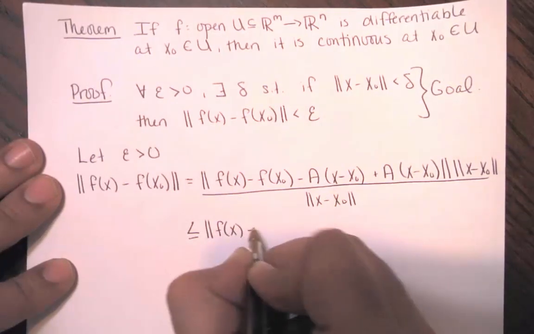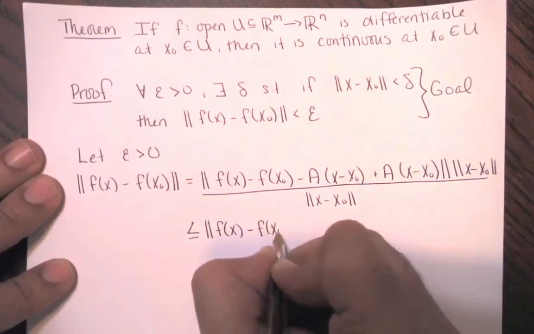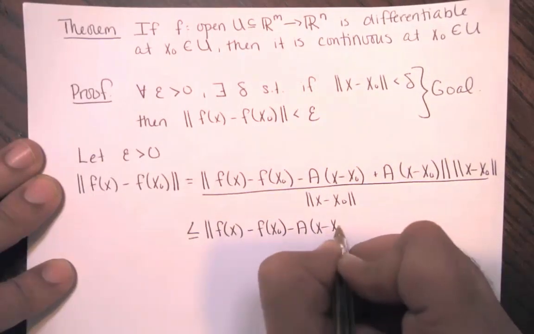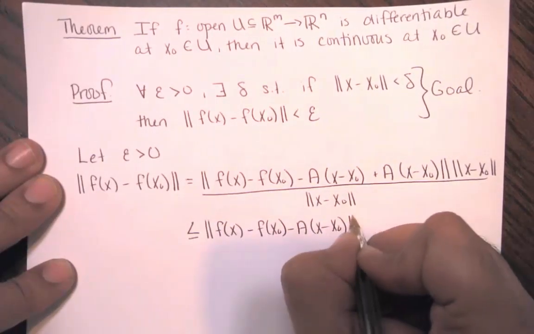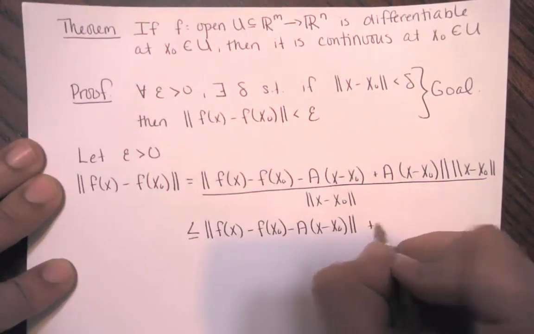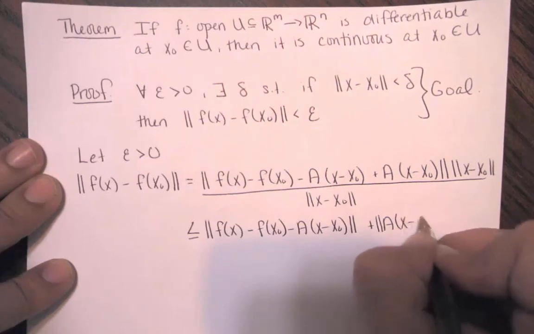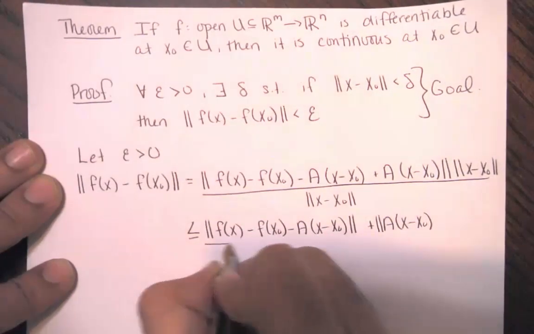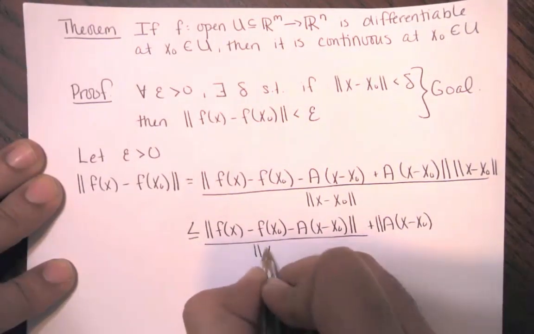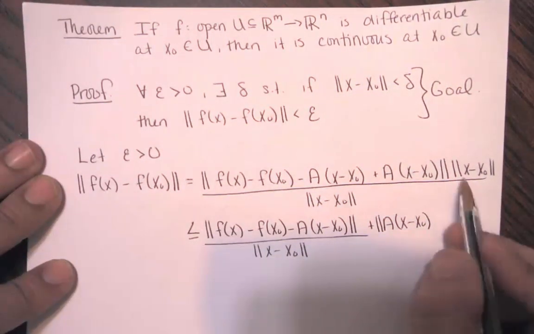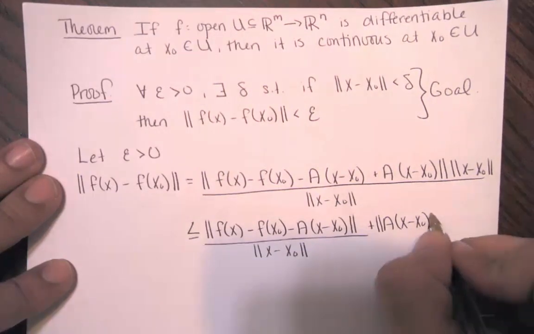f of x minus f of x naught minus a times x minus x naught, plus a times x minus x naught. Of course, we'll divide by x minus x naught. And here I don't need to divide because I already multiplied, so they cancel.